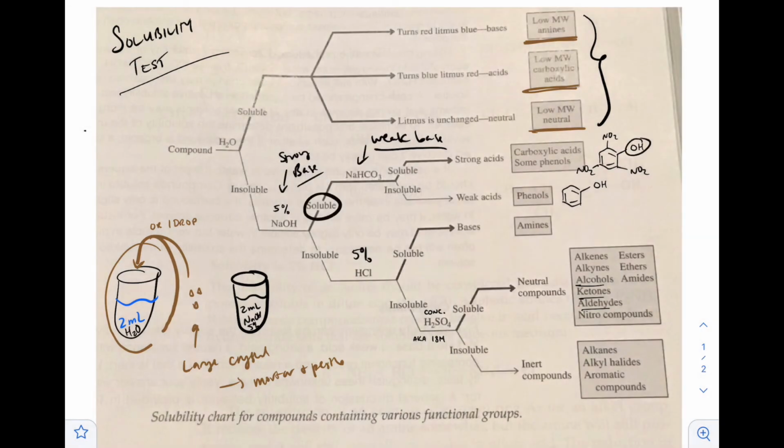If it's insoluble, that's because sodium bicarbonate is a weak base, and we have a weaker acid. So a phenol is a good example of that, okay?